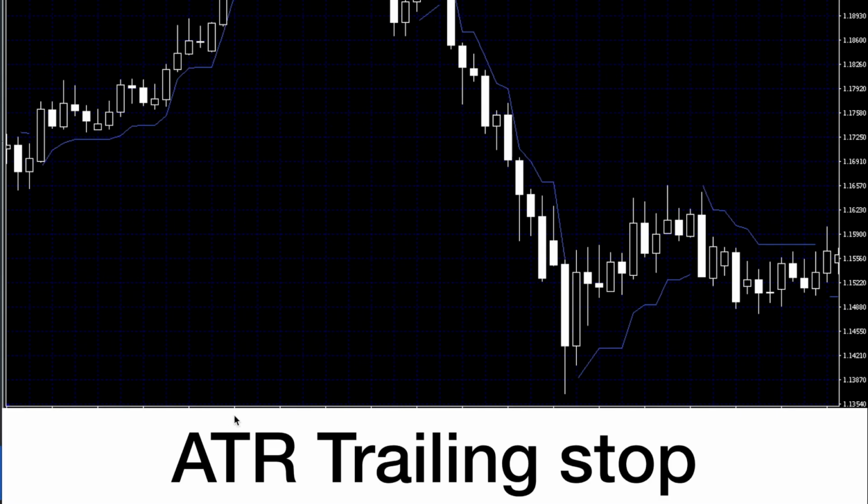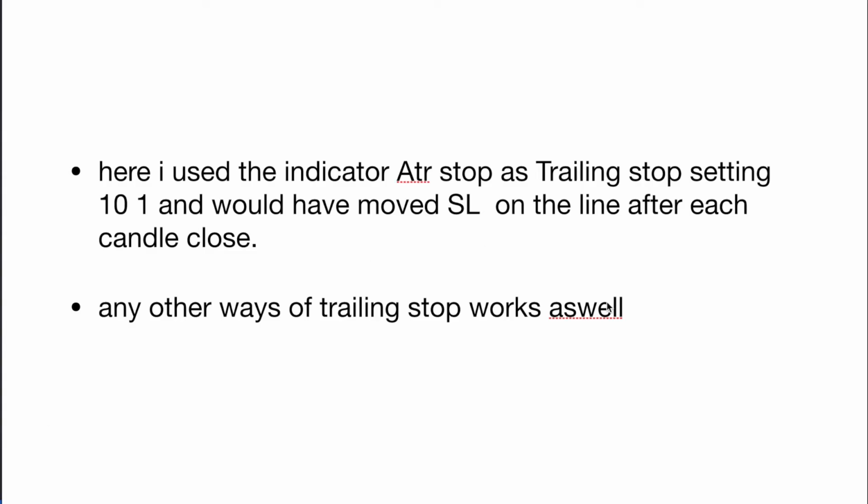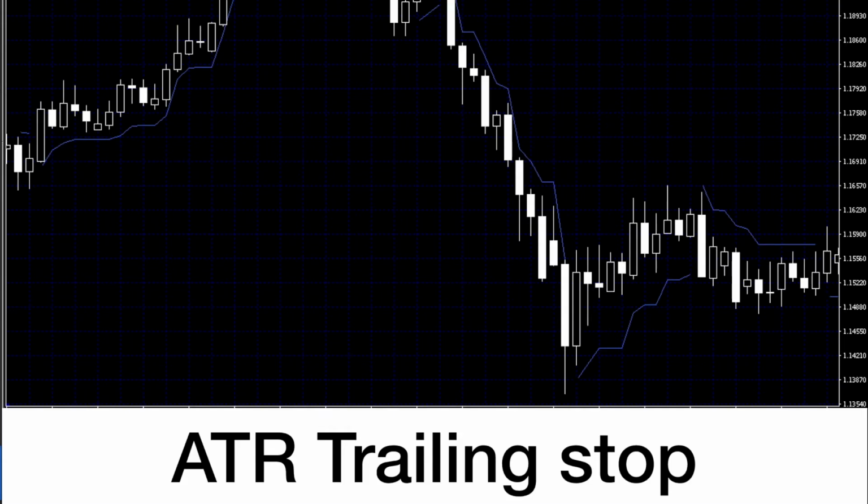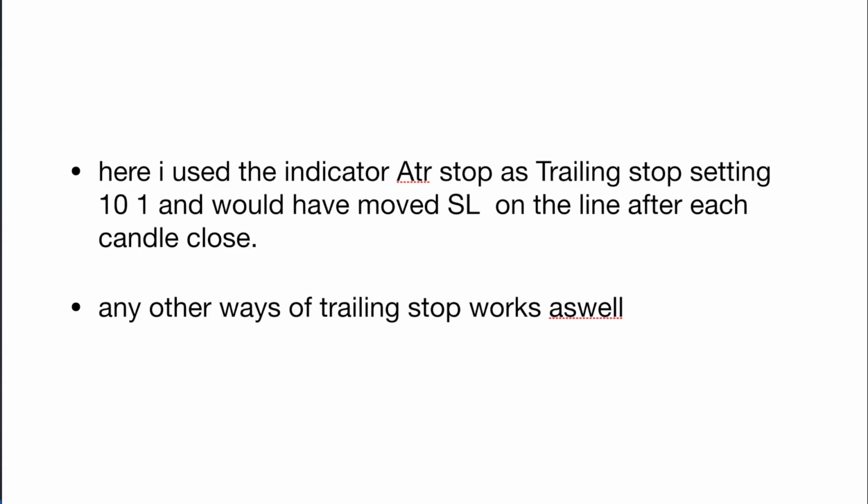So here I use the ATR trailing stop. It's called ATR stop, and as you can see in the pics, I put the stop loss on top of the line, and once a candle closes, it moves to the next level. So this way you can exit once the line gets crossed. And I think it's a very good idea to use trailing stops in general, because this way you can catch very long trends and your upsides are not capped.